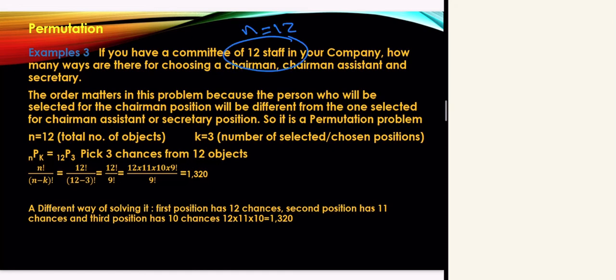N equals 12. How many ways are there for choosing a chairman, chairman assistant, and secretary? This is what we mentioned earlier at the beginning of explaining the permutation. So it is a clear case of permutation because chairman is not the same as chairman assistant, which is not the same as secretary. Any of the 3 arrangements is different.